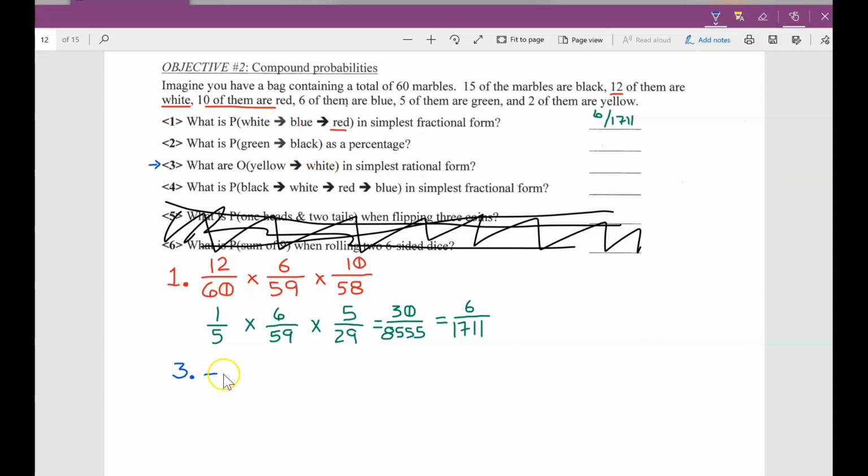So our first draw is going to be normal. There are all 60 marbles in the bucket. How many of them are yellow? 2 of them are yellow. Put our multiplication symbol. Now, we don't put that yellow marble back into the bucket. So there are no longer 60 marbles. Now, there are only 59. And how many of them are white? 12 of them are white.